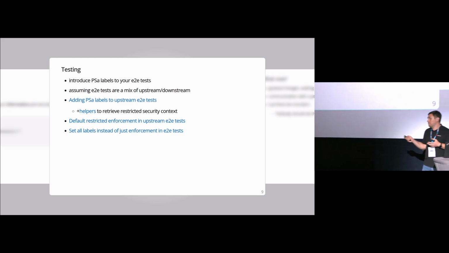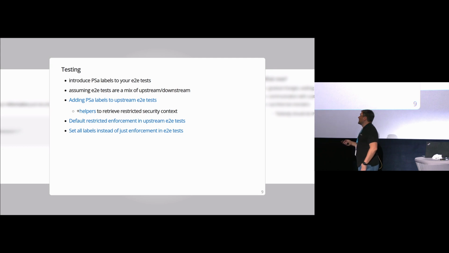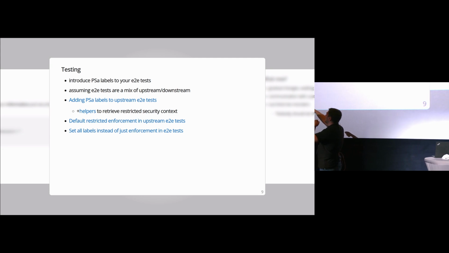Actually, me and my team, we worked upstream on this part, and so I added a bunch of links that you'll be able to follow if you download the presentation. These describe some of the PRs where we introduced the labels to upstream end-to-end tests, so that they can run in more restrictive or whatever configuration there is. And this is an end-to-end helper that allows you to retrieve restricted security context for your test pods. So that's also an interesting link.